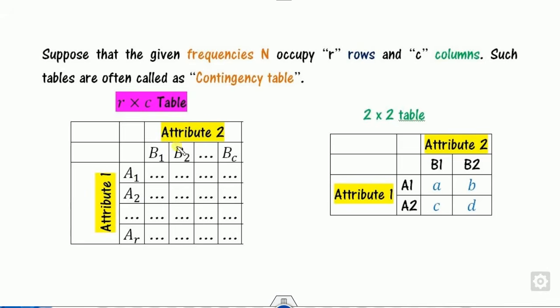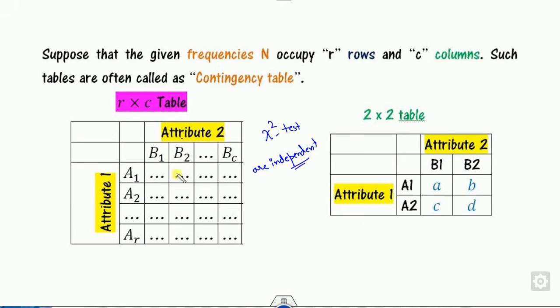Look at that. If there are two attributes, attribute 1 and attribute 2, and attribute 1 is divided into R parts and there are C columns, then the particular case of R cross C, say 2 cross 2, has attribute 1 and attribute 2 with these values. In this chi-square test, our task is to check whether attribute 1 and attribute 2 are independent or not.